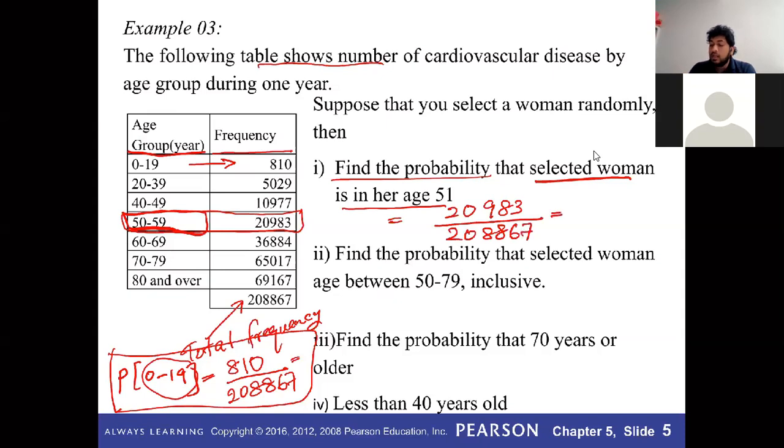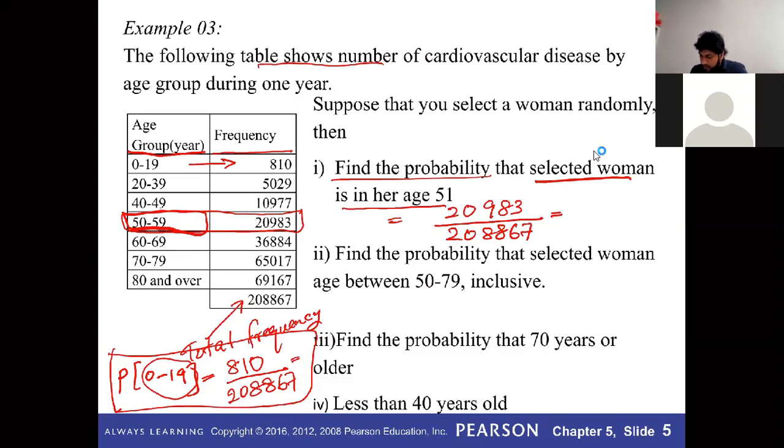So this is the quotient. Okay, so this piece gives you the probability that the selected woman is in her age 51. Let me calculate these values using the calculator. This is my calculator. Okay, I have my calculator, so I'll show you the exact value.